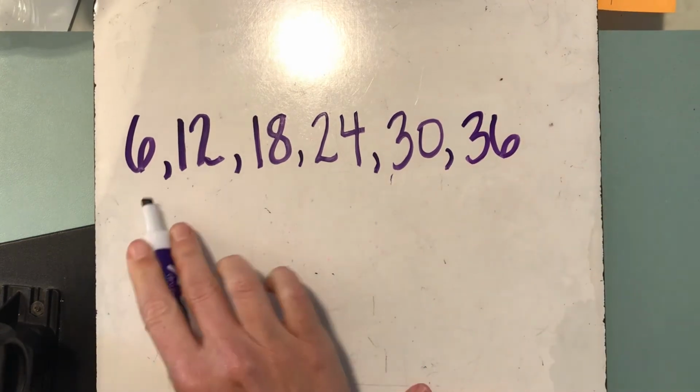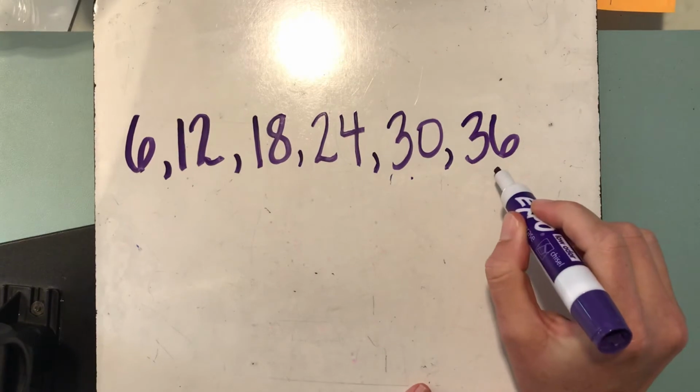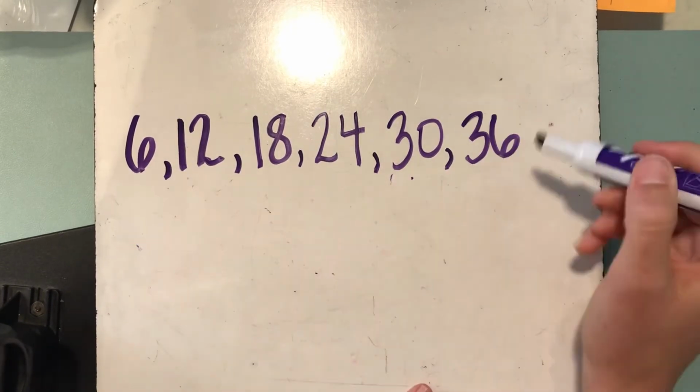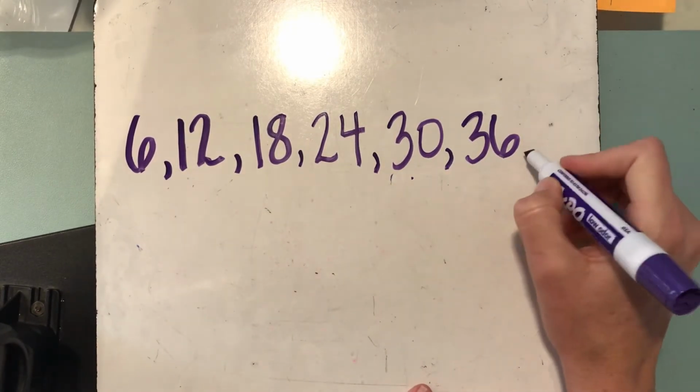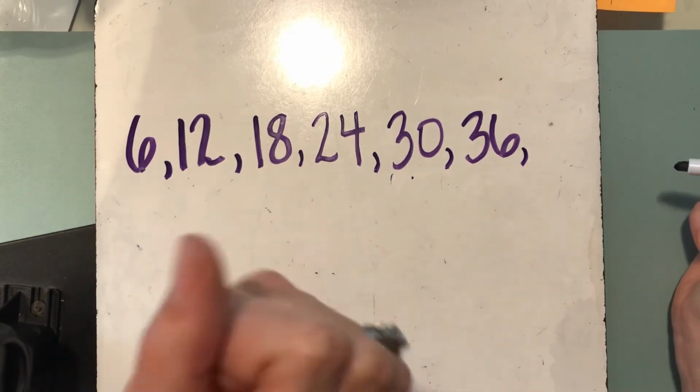So I've skip counted 1, 2, 3, 4, 5, 6 times now. So 6 times 6 equals 36. All right, got to keep going. I'm running out of room. I'm going to have to keep going down here.